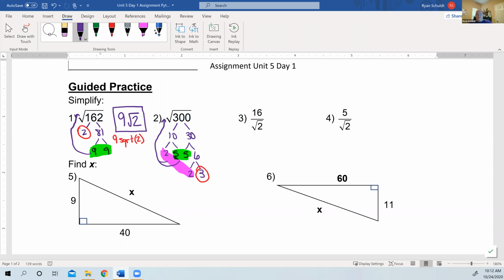So this is going to give us, let's see, we had a pair of 2's come out times a pair of 5's, and the 3 has to stay home. 2 times 5 is 10. So this is 10 square roots of 3. Now that's not the only way you could have done it. That's just one way. Either way, you'd get the same answer.